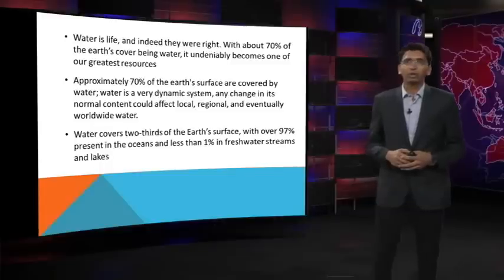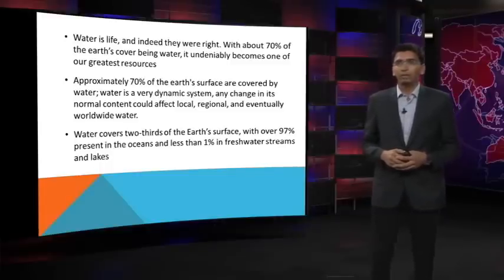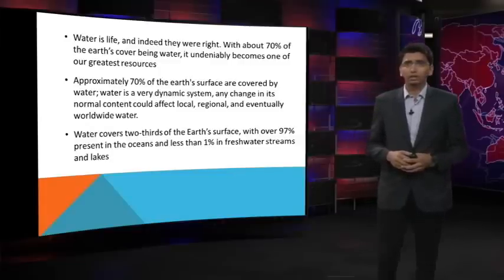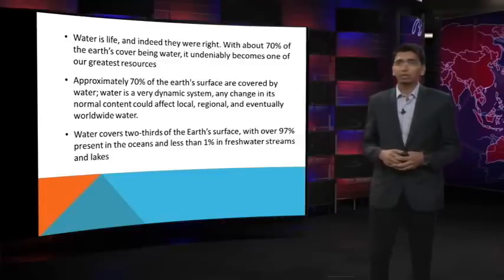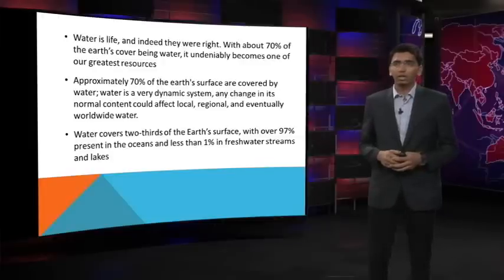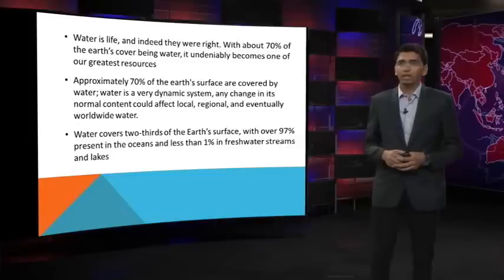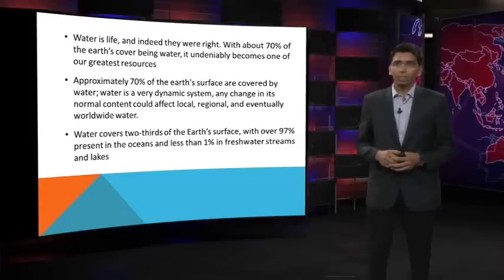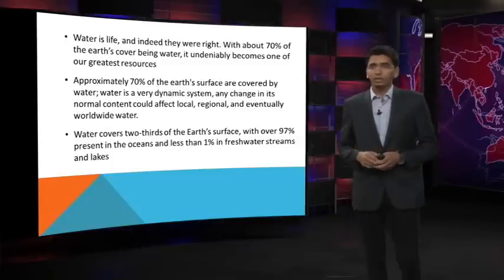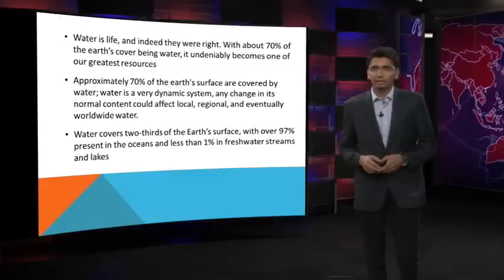About 70% of Earth is covered by water. It has become one of the great resources. Approximately 70% of Earth's surface is covered by water. Water is a very dynamic system, and any change in its normal content could affect local, regional, and eventually worldwide water. Water covers 2/3 of the Earth's surface, with 97% in the oceans and less than 1% in freshwater streams and lakes.